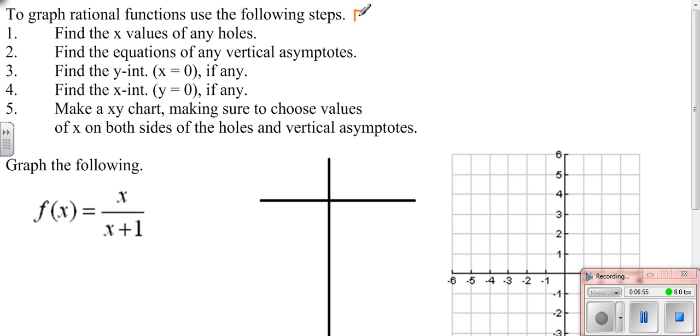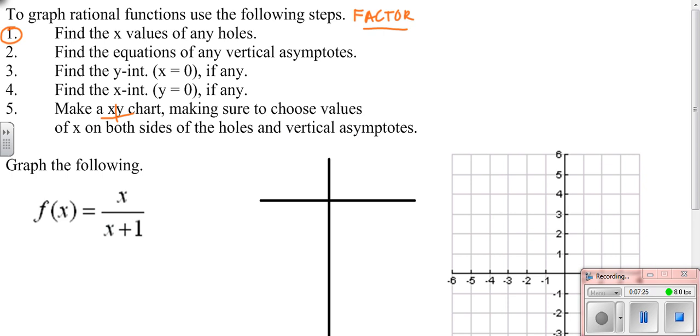First, we're always going to factor. Okay, so once we have a factor, find the x values of any holes, find the equations of any vertical asymptotes, find the y-intercept, if there is one, find the x-intercept, make that t-chart for x and y values, and check both sides to see if it worked.